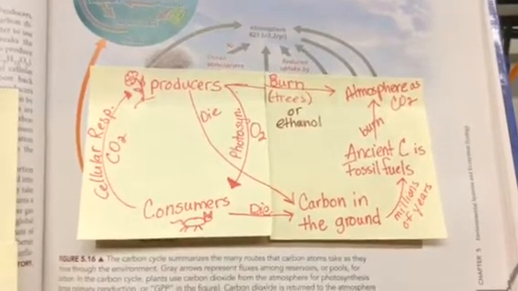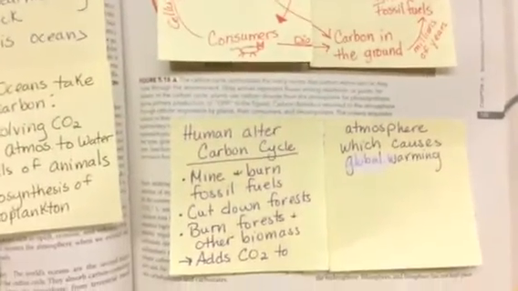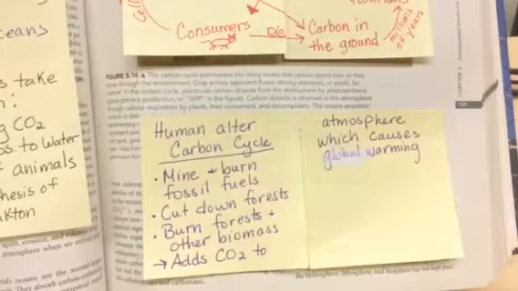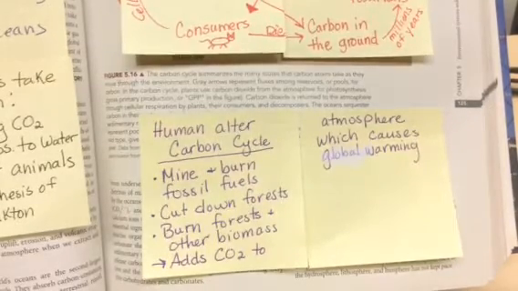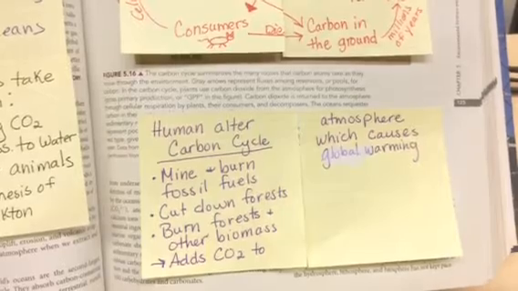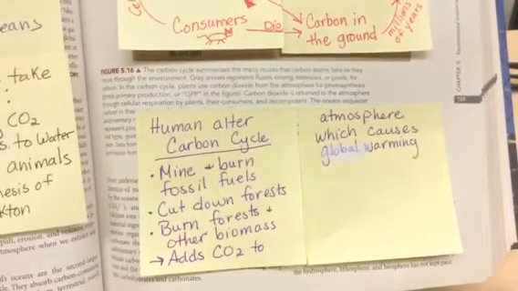All right, going on to the way that humans alter the carbon cycle. We mine and we burn fossil fuels. We cut down forests. We burn those forests and other biomass. We add carbon dioxide to the atmosphere, which causes global warming.